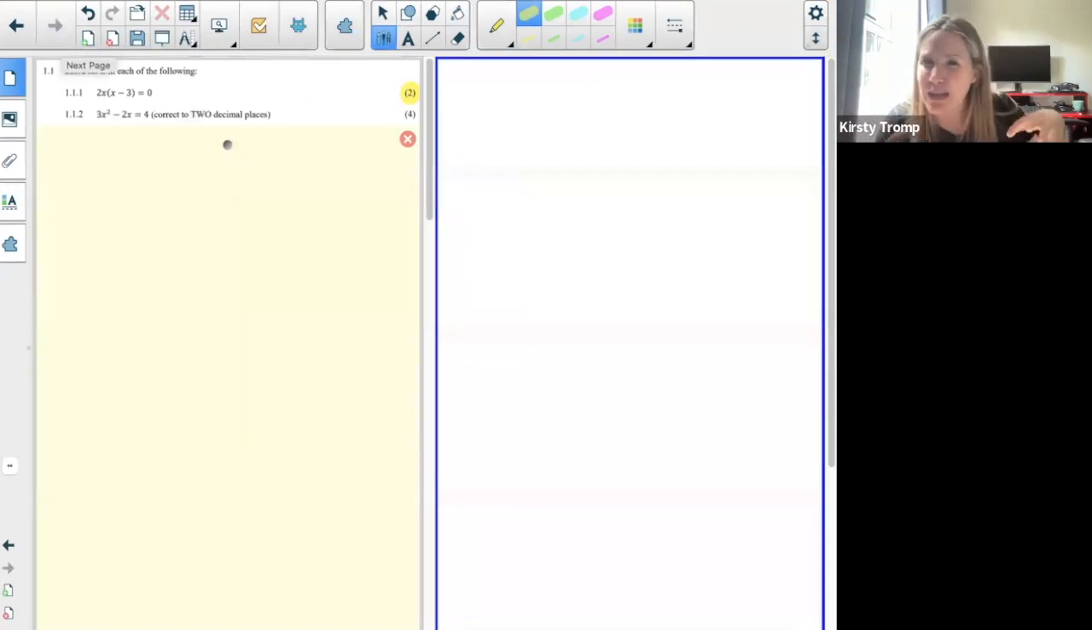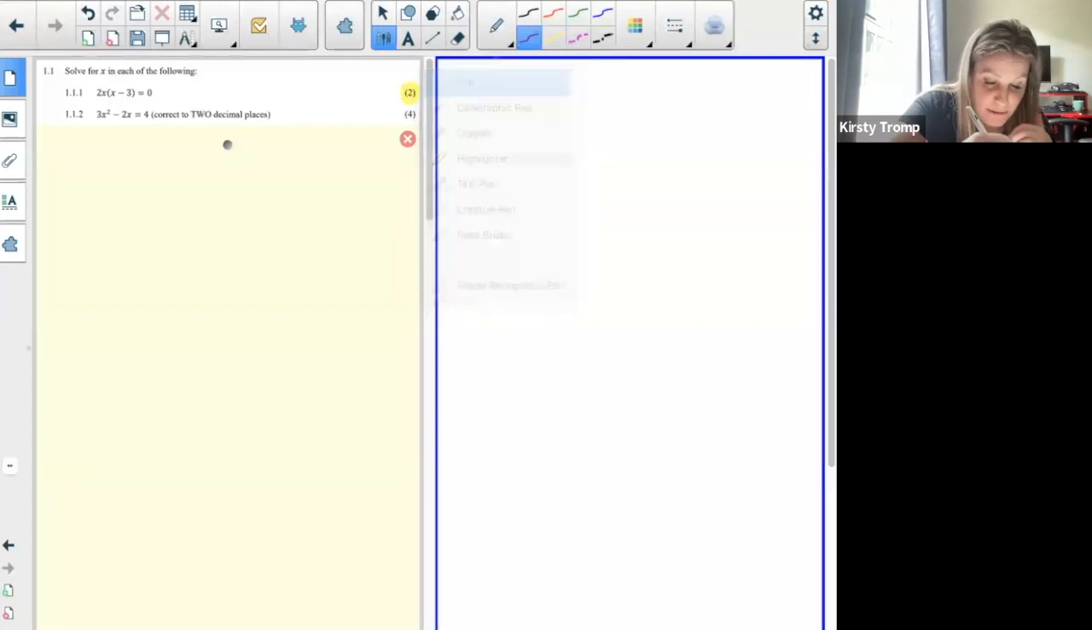Can you guys tell me, is this screen a bit too small for you? Just tell me in the chat. Are you still able to see the question next to where we're writing? You good? Okay. I will go back and make the question bigger a little bit later on, but for my writing, I promise you'll be able to see my writing. I'm going to write quite big.